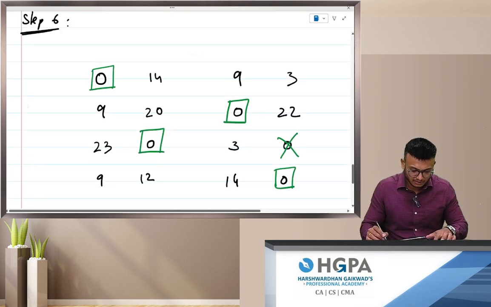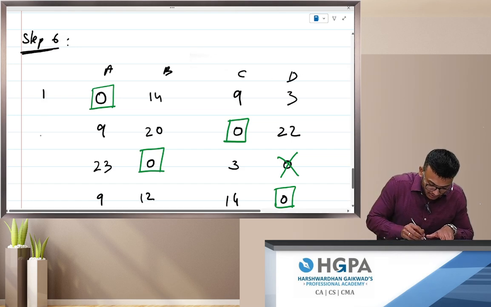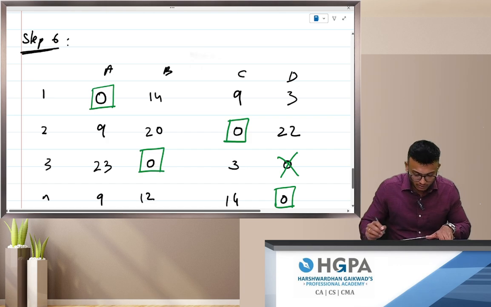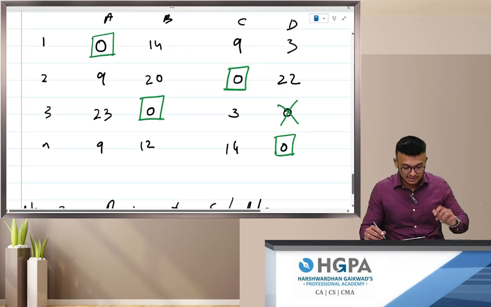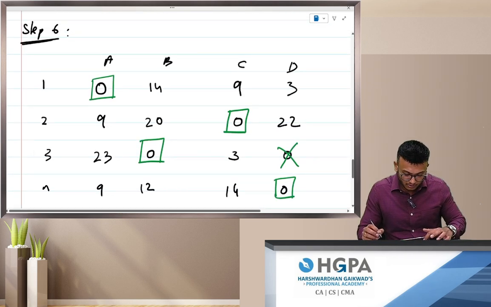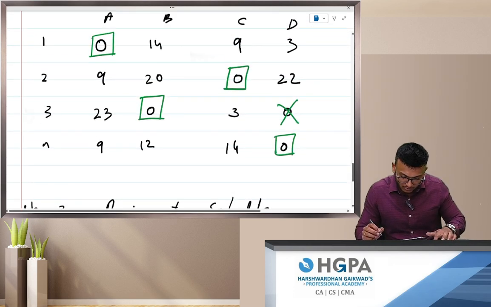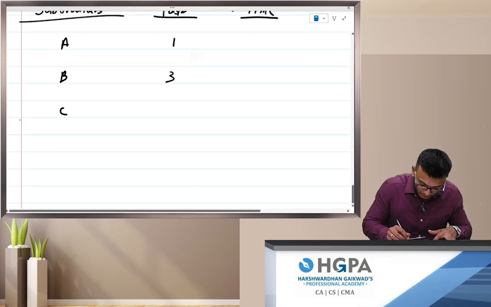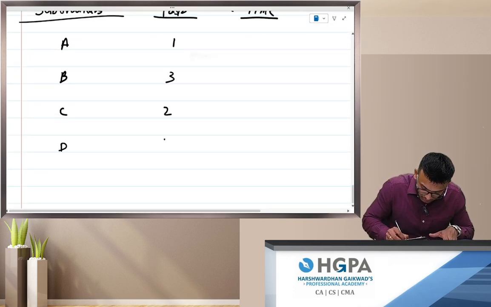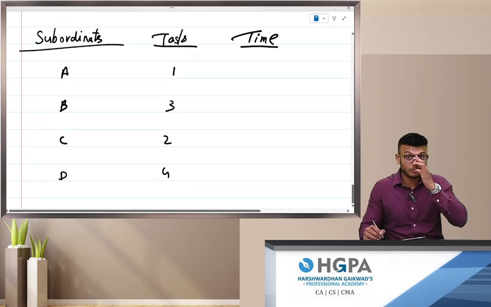Now tell me one thing. This was A, B, C, and D, and this was 1, 2, 3, and 4. Subordinate A got which task? 1. So what I'll do? A1. B got what? 3. B3. C got what? So C got 2. And D got what? 4. Now the time which we will pull over here will come from the original matrix.